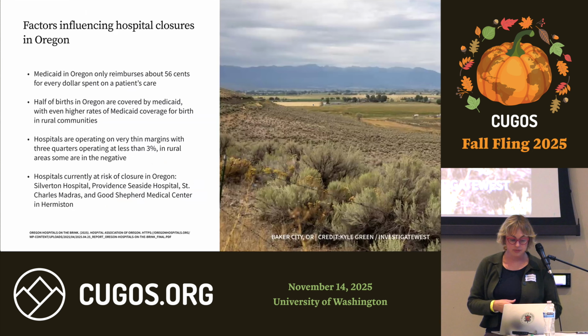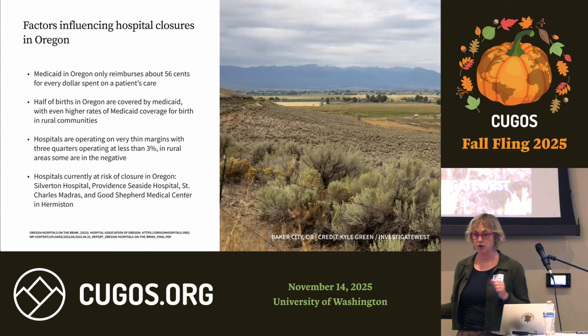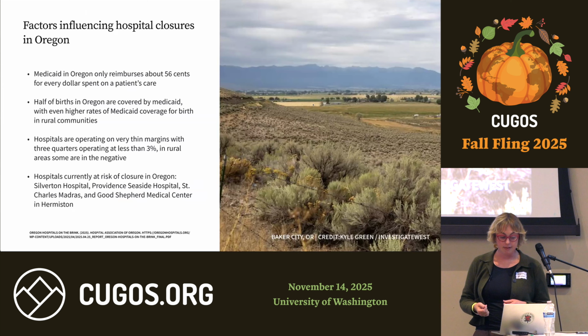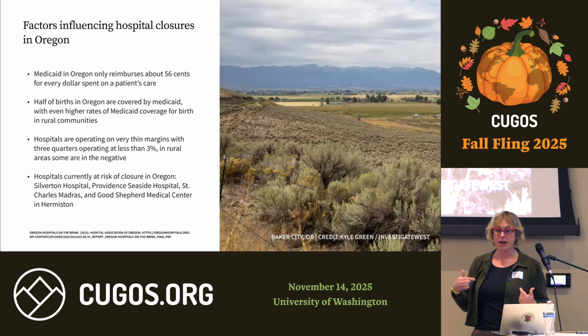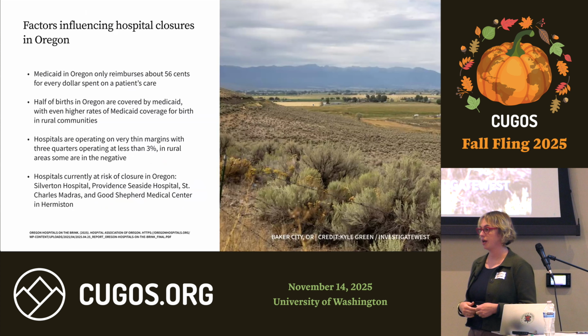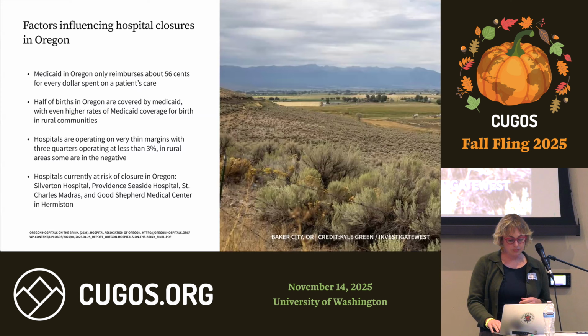In Oregon specifically, Medicaid only reimburses about 56 cents for every dollar of patients' care, and that's a problem because over half of the births in Oregon are funded by Medicaid, and it's even higher in rural communities. So you'll have very large populations of people with high rates of Medicaid coverage, and then the hospitals aren't being reimbursed for that. And they're already on really thin margins. So there's a bunch of hospitals that are at risk of closure.